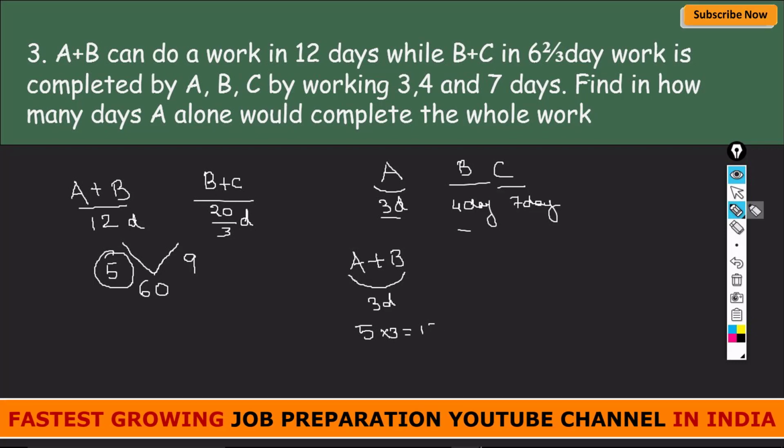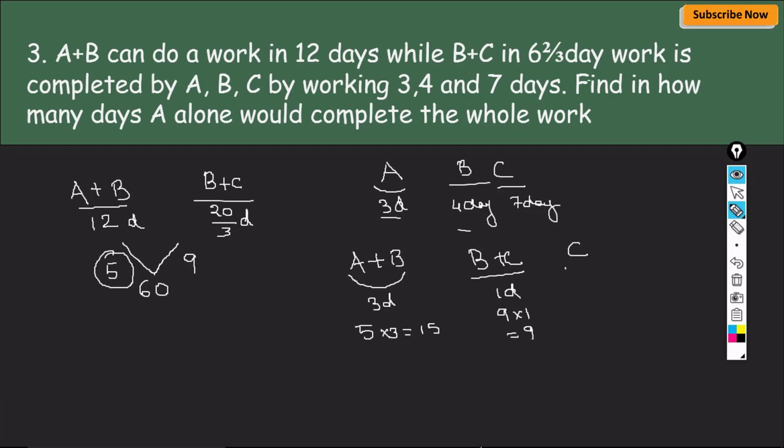Now B and C's 1 day, if we consider B and C working for 1 day, it will be 9 into 1 and that we get 9. Now remaining days C worked alone, that is 6 days. The total work was 60. How much is done? 15 plus 9, that comes to 24. So the remaining work is 60 minus 24, that is equal to 36. And that work is done by C.